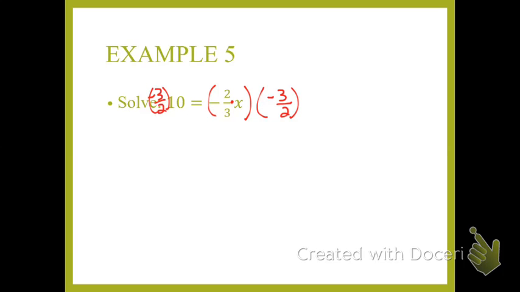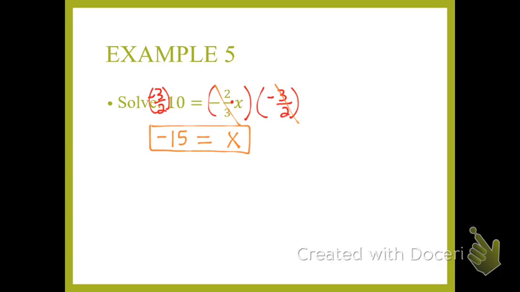On the right-hand side, negative 2/3 times negative 3/2 equals 1. So we get a 1x, or in other words, the negative 2/3 and the negative 3/2 cancel out. On the left-hand side, when I do negative 3/2 times 10, I get negative 15.